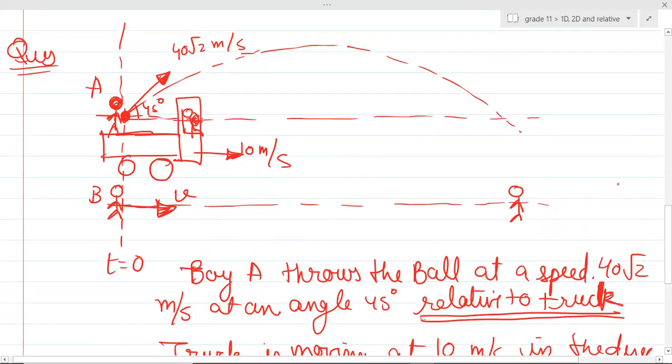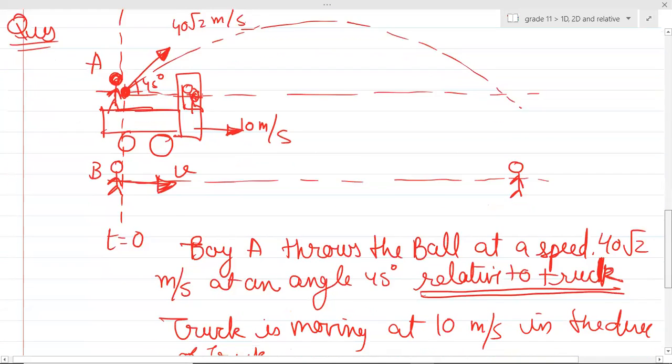Although you can tell me what exactly was the concept, how did we deal with relative motion in previous questions? Anyways, they are in the same line of motion, right guys? Please remember they are in the same direction. Can you see the ball is also moving forward in the direction of movement of the track? The boy is also running in this direction.